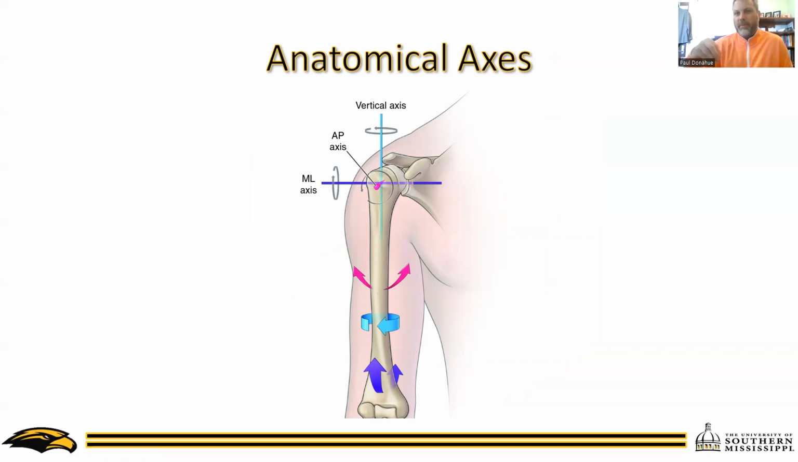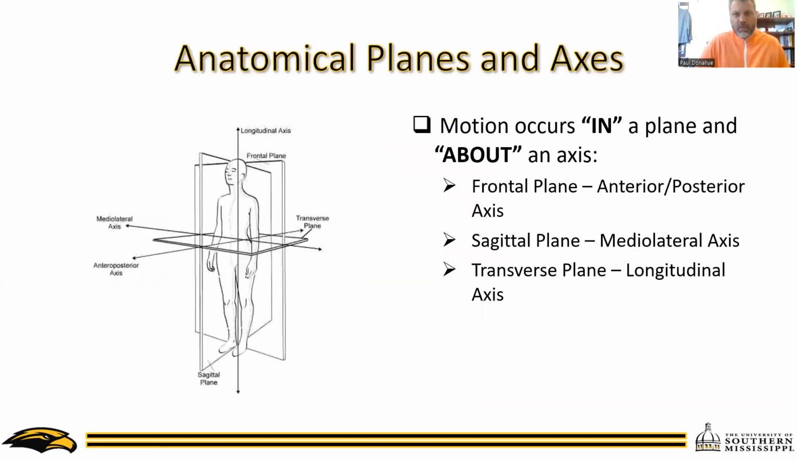So there's a supplemental video that goes into this a little bit more in depth if you need a refresher or you've never heard of this before. But just to understand that when we talk about these motions, what we're really doing is we're moving in a plane and we're going about one of these axes, or spinning around one of these axes. So for every plane, we have a specific axis of rotation.